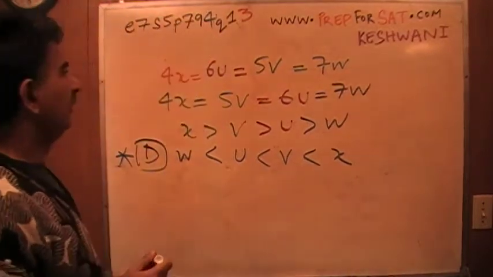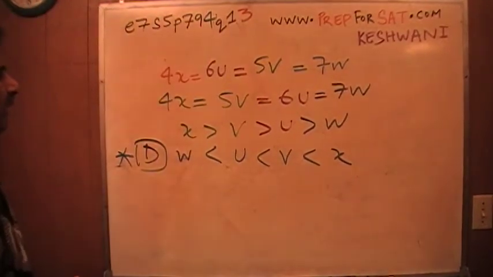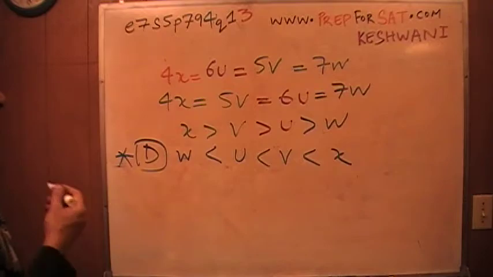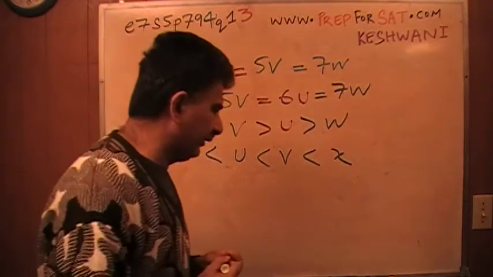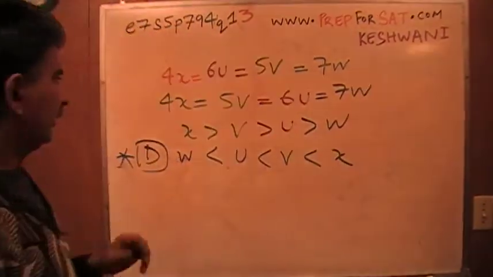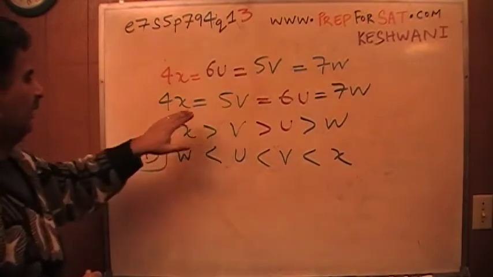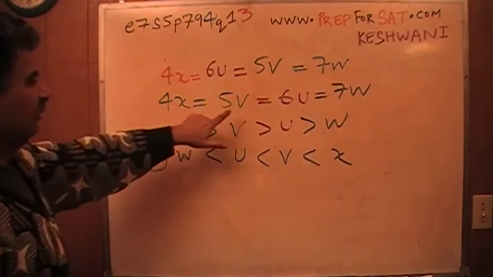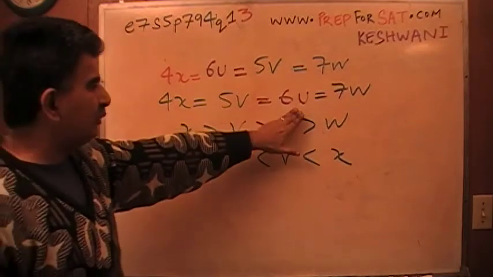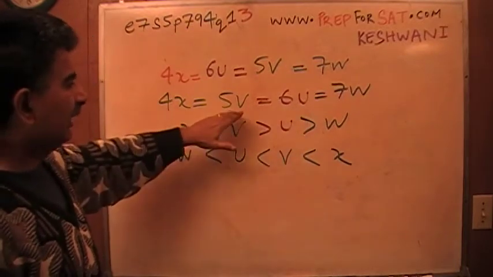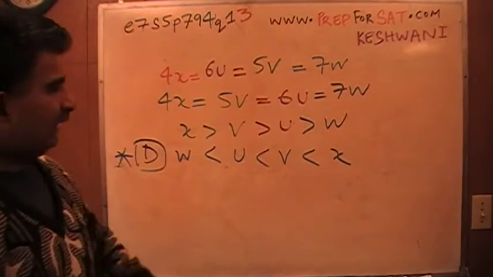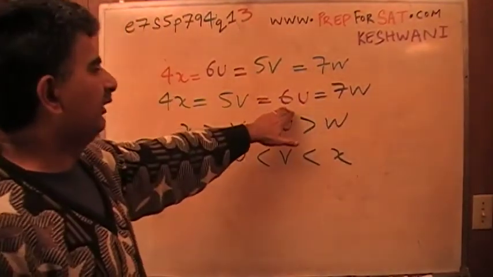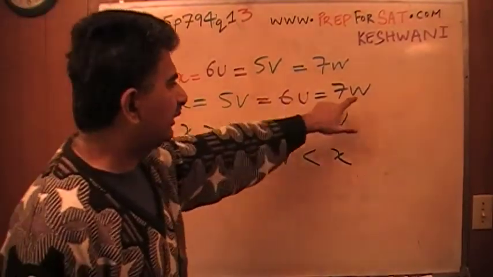Like I said before, you could plug in numbers and figure out the answers from there. If you want to do that, that's fine, but that's another way of doing it. Again, the logic is very simple. If 5 of these equal 4 of these, then of course x has to be more than v. And if 6 of u equal 5 of v, that tells me v has to be bigger than u. And if 7 of w's are equal to 6 of u, that tells me that u is bigger than w.